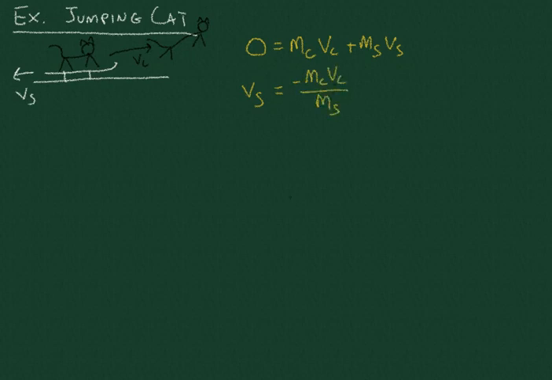And so, we see that the velocity is in the opposite direction as the cat, which we would expect because, in order for the cat to gain momentum to travel to the right, that means it also has to give some of its momentum to the sled, which is going to push the sled to the left. So this is exactly what we would expect.